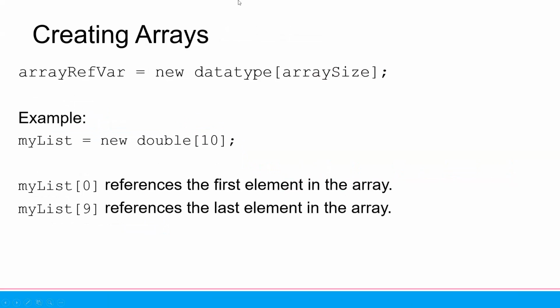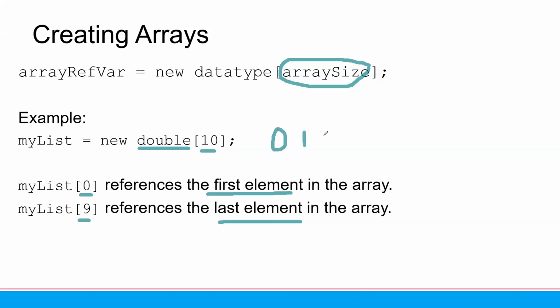And if we have the numbers inside of this square bracket, it means this is the size. If I define 10, it means there will be 10 numbers of double. 0 means the first element, and 9 means the last element. Because if we start with 0, then 1, 2, 3, 4, 5, 6, 7, 8, and 9. Okay. So there will be 10 elements.